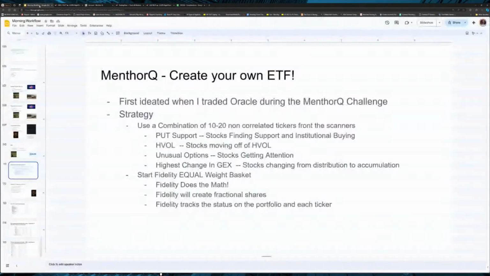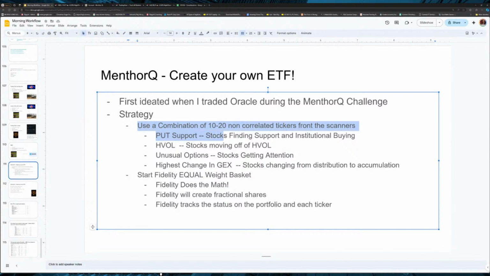And what I started to do was to put together combinations or baskets, looking for stocks that are at put support at HVOL, looking for stocks that are in the unusual options category, looking for stocks that have a high change in GEX, and to create an equal weight basket with Fidelity. I let Fidelity do all the math. Fidelity actually creates the fractional shares to make it equal weight. So it's something I don't have to do. And then Fidelity actually tracks the status of the portfolio on each ticker. And we're going to get a little bit into that.